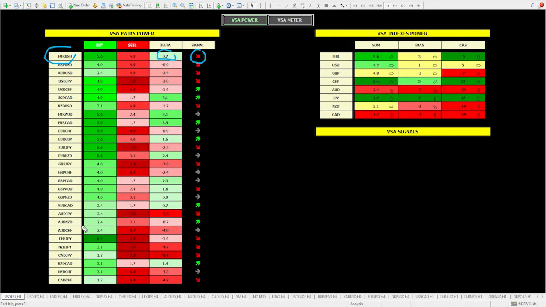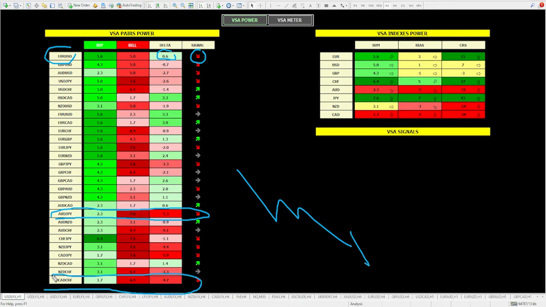Okay, this number is not too big right now. What's going to be big is Australian Japanese yen. If you guys remember, I just said Australian Japanese yen is a good sell. Look at the delta. The buying strength is 2.3 and the selling strength is 7.7. So the sellers are in a big advantage over the buyers, and this Australian Japanese yen is going to be dropping like crazy. Another one is Canadian CHF. We have said the Canadian is actually very weak. See, the difference is 4.7 minus, and the signal is down. So this is very good.